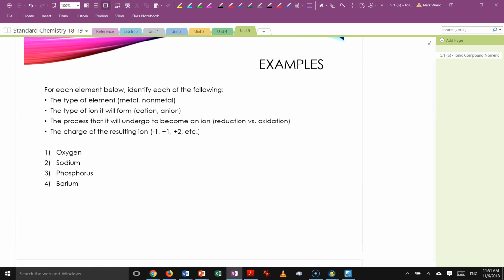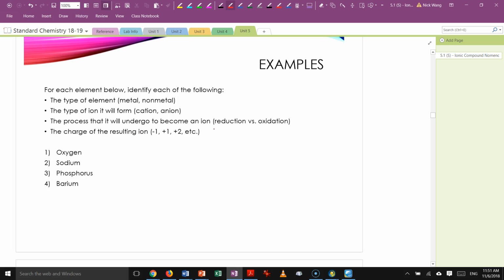Let's go and walk through this process. For each element that I've given you here, so 1 through 4, I want you to identify each of the following. 1, identify the type of element. Is it a metal or nonmetal? The type of ion it will form. Will it become a cation? Will it become an anion? Right, so we're assuming these are atoms first and then become an ion.